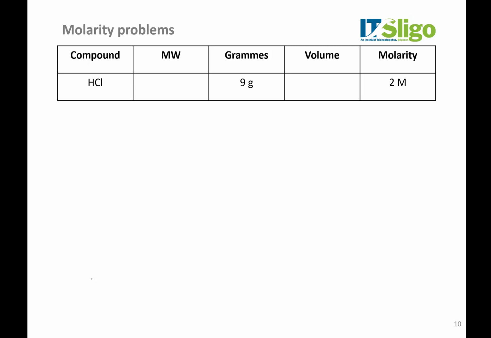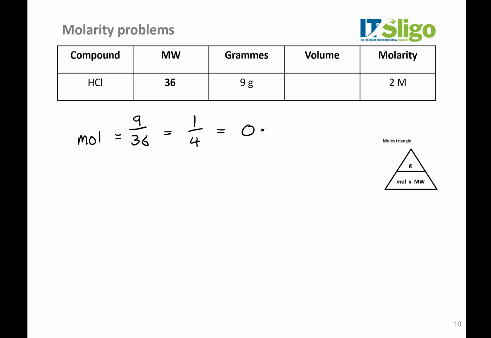And we look at one more, the last one, HCl. Molecular weight of 36. We know the grams. We know the molecular weight. So first thing, calculate the moles. Grams over molecular weight. So 9 over 36, which is a quarter. Divide top and bottom by 9, which is 0.25 moles.